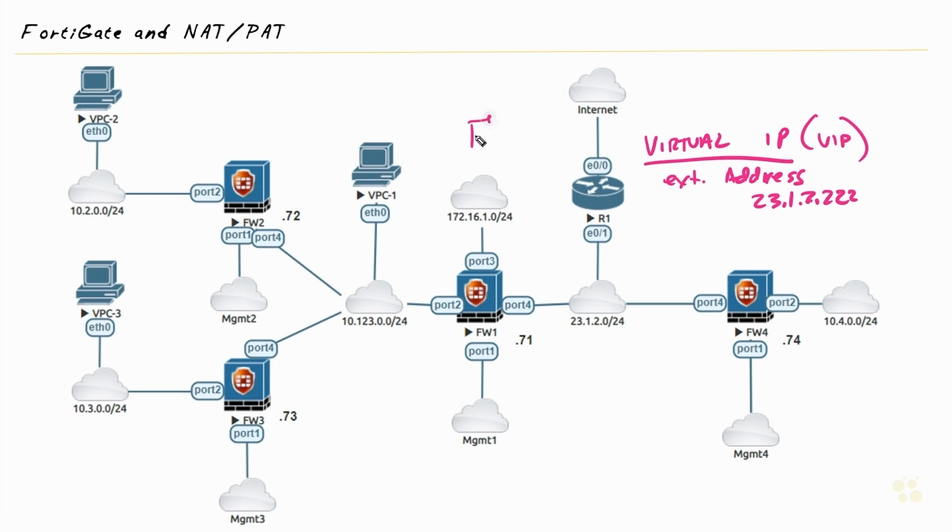So if our server is going to be here at .100, in this virtual IP configuration, what we would do is specify the internal address of 172.16.1.100. And then in the security policy rule, when it says what destination address, we'll refer to this virtual IP object, and then it knows, okay, I get it. When it sees traffic coming in to 23.1.2.222, it's automatically going to swap out that destination IP address to 172.16.1.100 before it forwards it along its way.